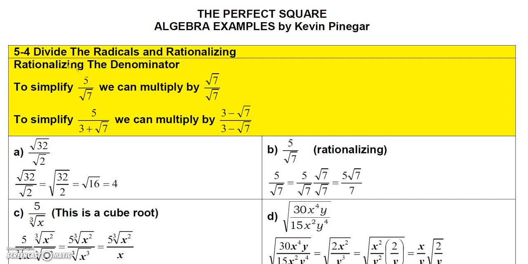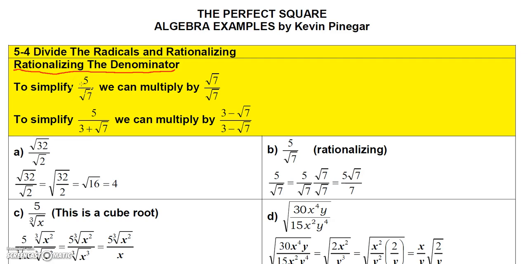Dividing radicals generally requires us to do something called rationalizing. We generally ask students to rationalize the denominator, and basically what that means is we want to eliminate the radical from the denominator. Now I'm going to show you two examples. One is an example where the denominator is just a single radical.